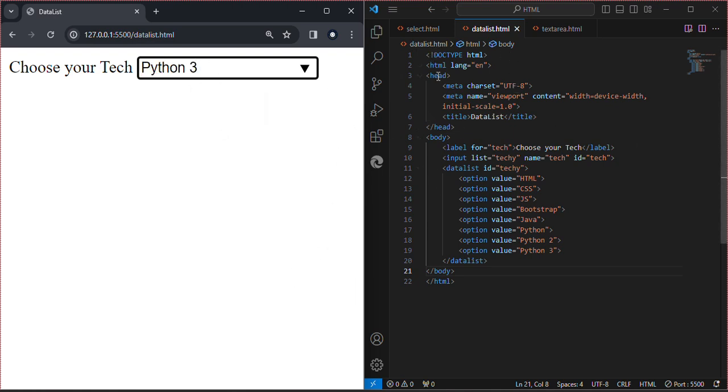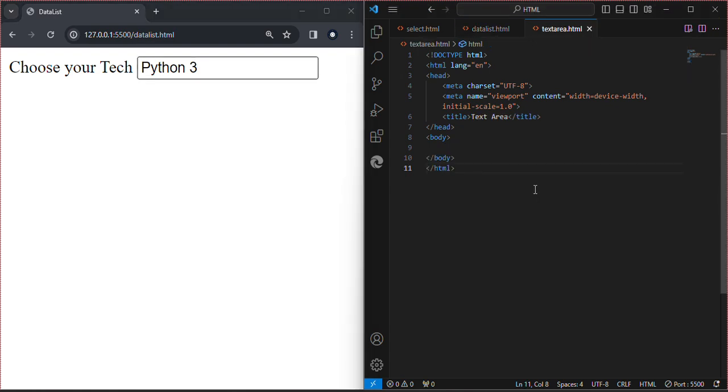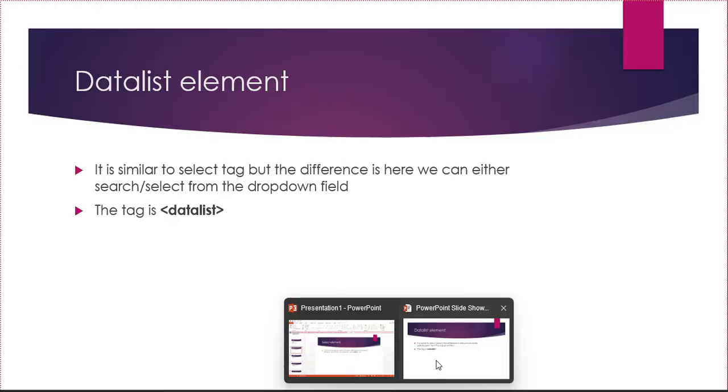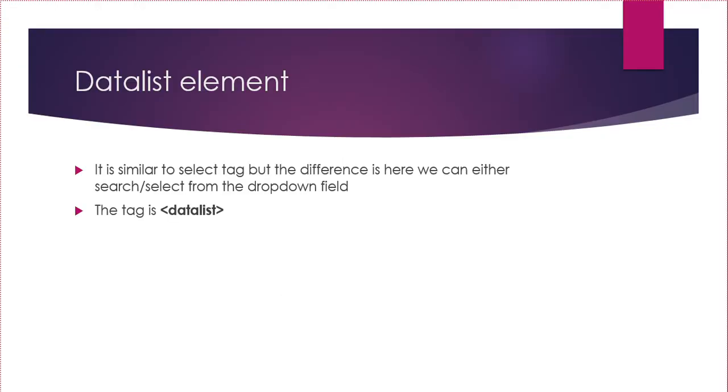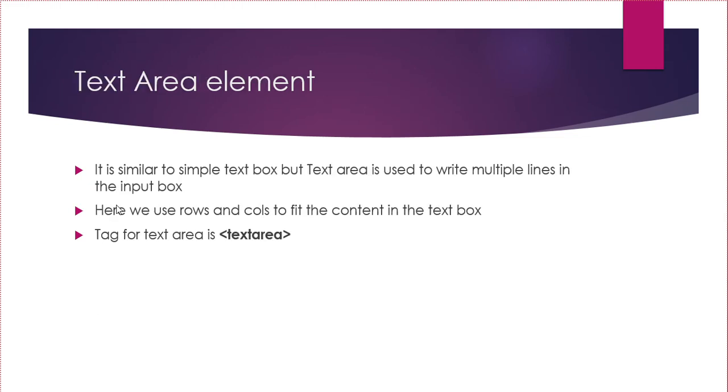I think you can figure out what needs to be applied at which place, in between the select tag and the datalist tag. And the next thing is we need to check the textarea. For that I'll just show you the theoretical part. The textarea element is similar to the simple text box, but textarea is used to write multiple lines in the input text box.